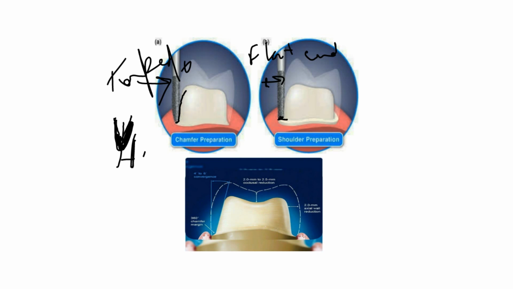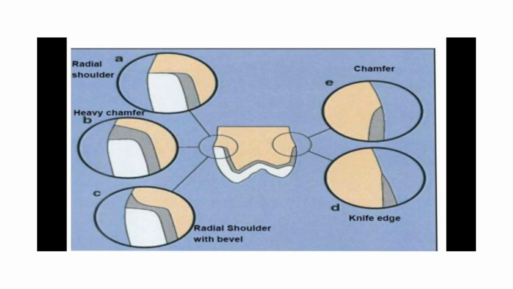There is so much confusion about how to prepare chamfer and how to prepare shoulder. So I am explaining the various types of margins or finish lines which you need to know. These are the 5 finish lines we need to know. Out of them 4 are very important. Number 1 is chamfer, this one. Number 2 is shoulder, which I have already explained. Number 3 is knife edge. Number 4 is heavy chamfer.